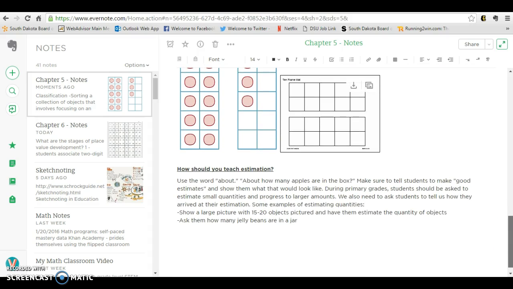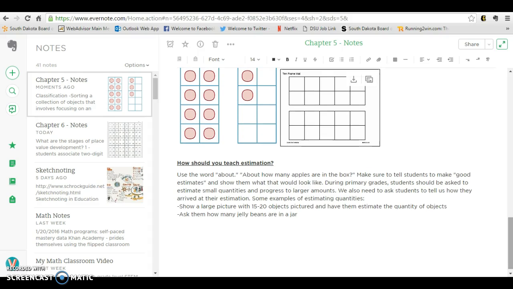How should you teach about estimation? Use the word about, how many apples are in the box would be an example. Make sure to tell them to have good estimates and show them what that looks like. For primary grades, start out with small quantities and then get bigger. Some examples, ask them or show them a large picture with 15 to 20 objects and have them estimate the quantity of the objects, and then move on to ask them how many jelly beans are in the jar.